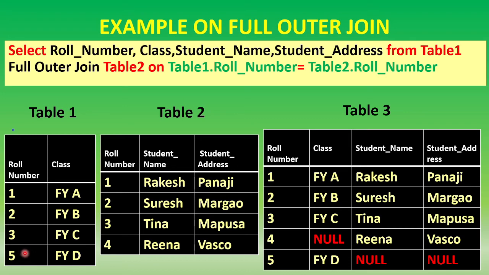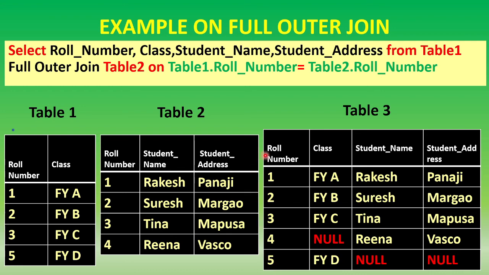Same way, now roll number 5 is there only in table 1. It is not there in table 2. So the entry for roll number 5 is missing in table 2. But the entry will come in the output table because it is there in table 1. So full outer join will consider both table 1 entries and table 2 entries, even if they are not matching. So roll number 5 will come in table 3, that is your output table. Then roll number 5 class is what? FYD, so that will also be coming in table 3. Now in table 2, there is no entry for roll number 5, so there is no student name and student address for roll number 5. So in those places null will be coming in table 3, that is student name null and student address also will be null.